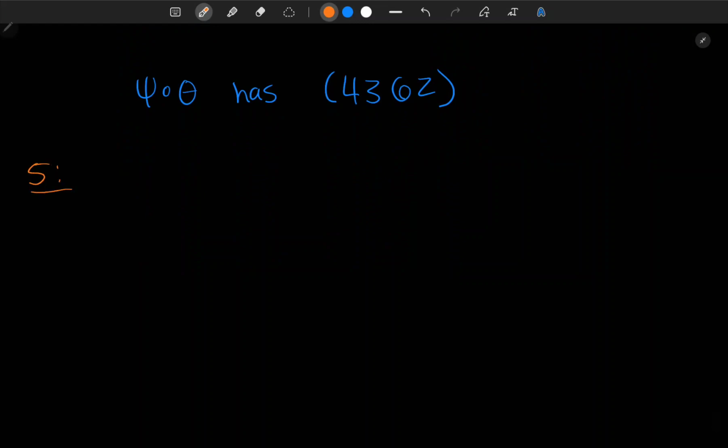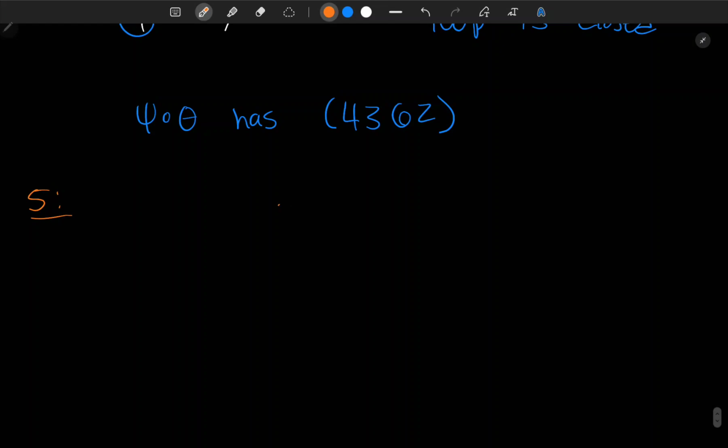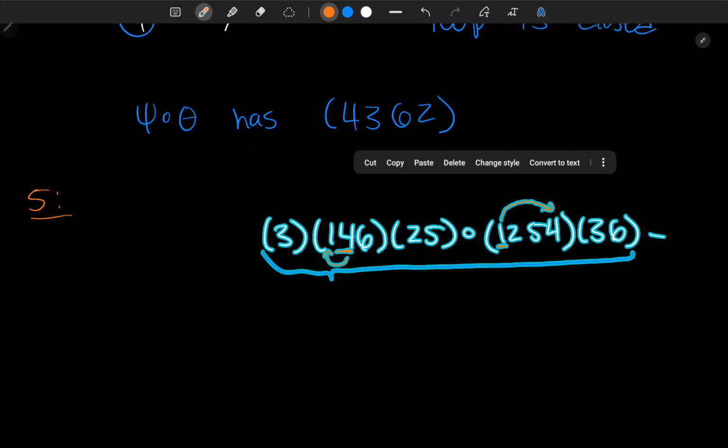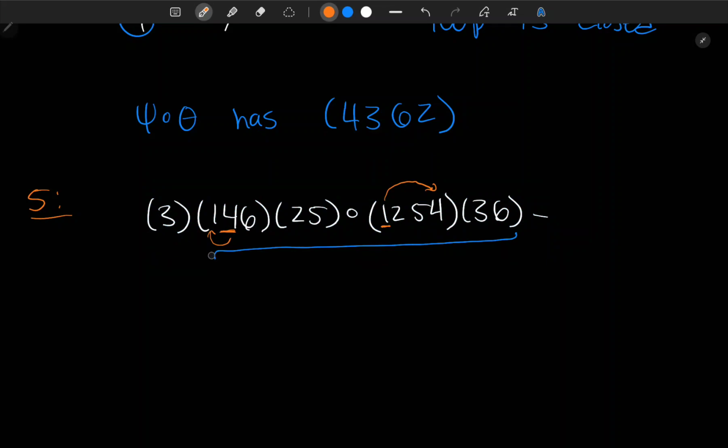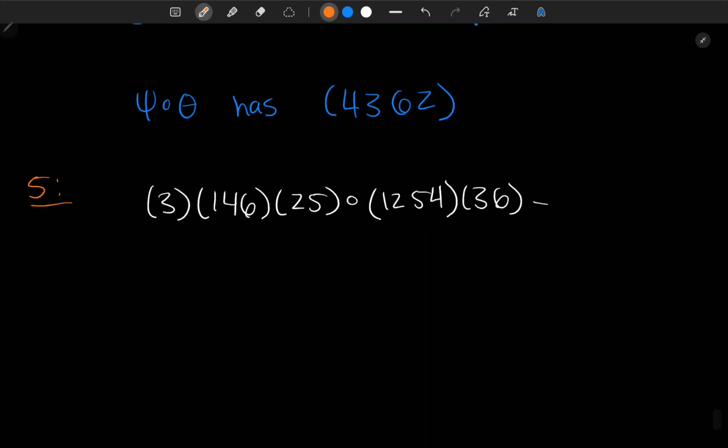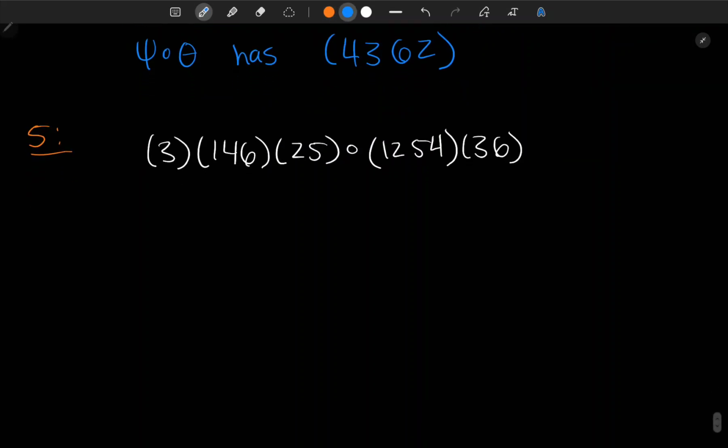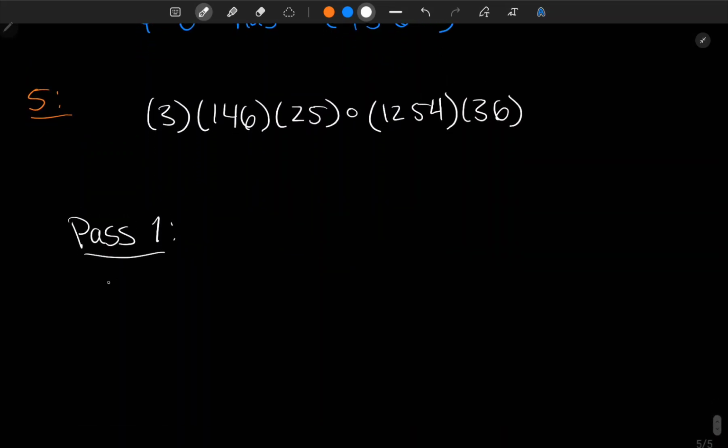So let's consider 5. And again, I'll print out what exactly we're looking at, just so I don't have to keep scrolling up. So we go through a first pass of this composition. So we say in pass 1, we look for 5. So 5 gets mapped to what? Well, here 5 gets mapped to 2. So we say 5 goes to 2.